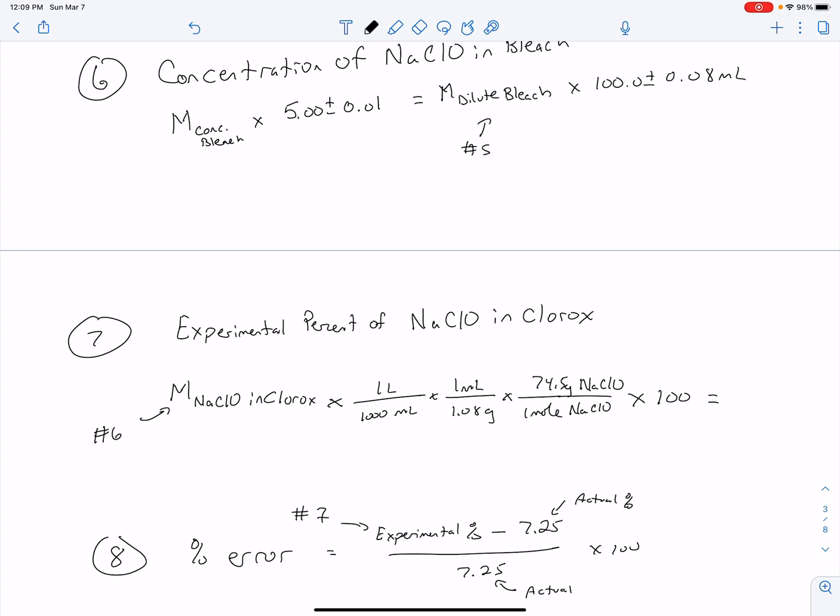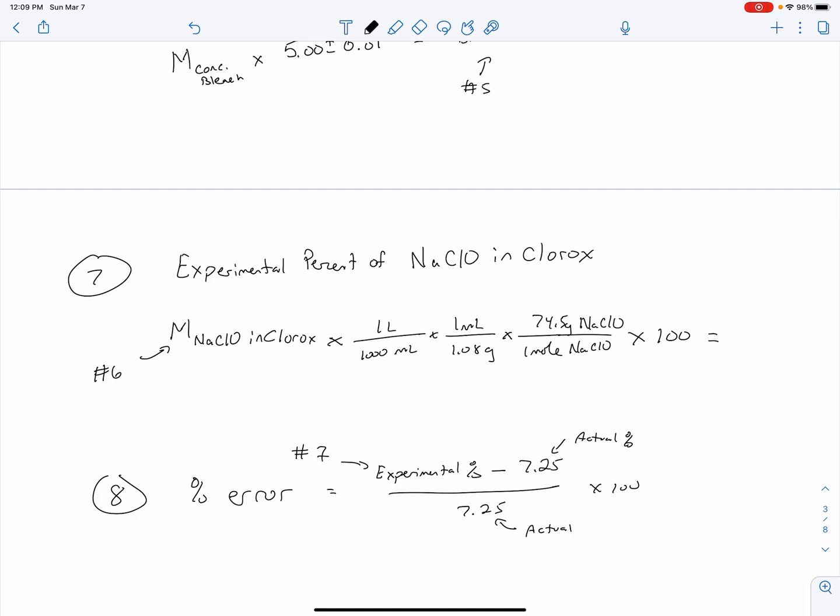Then I took the grams again of the NaClO. See, 1 mole of NaClO for every 74.5 grams, that's the molar mass. And essentially what you would have solved for is the grams of hypochlorite per grams of solution. When you multiply that by 100, it gives you a percentage. That percentage I will compare to the 7.